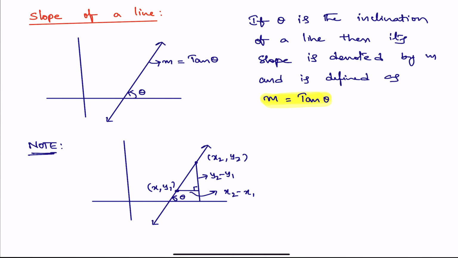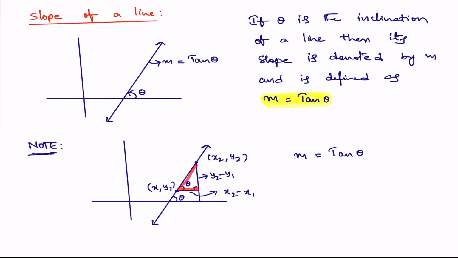You know the concept of a transversal. This line acts as a transversal. If this is theta, this angle is also theta, because these are corresponding angles. So you observe this triangle. You know theta is the inclination of this line. If theta is the inclination of a line, the slope of the line is m equal to tan theta.